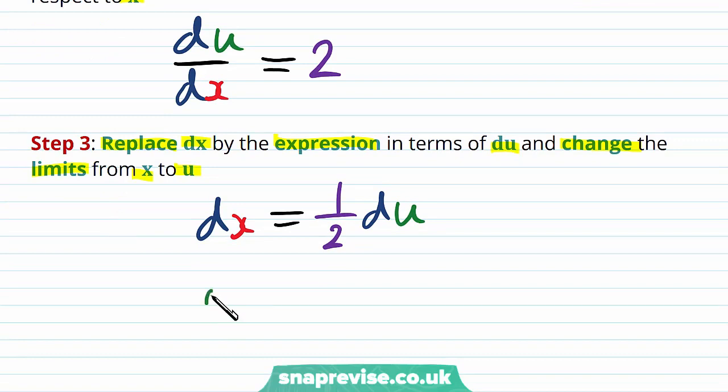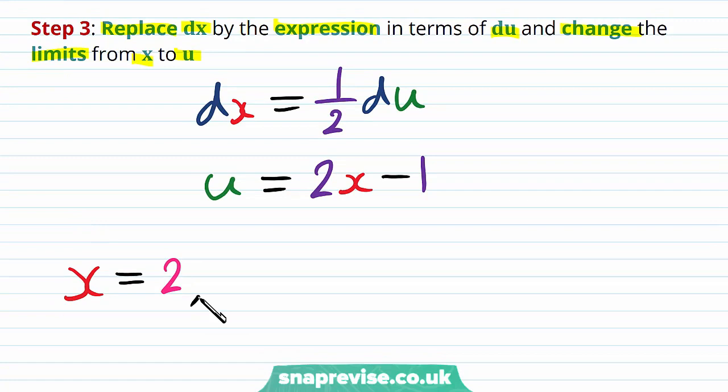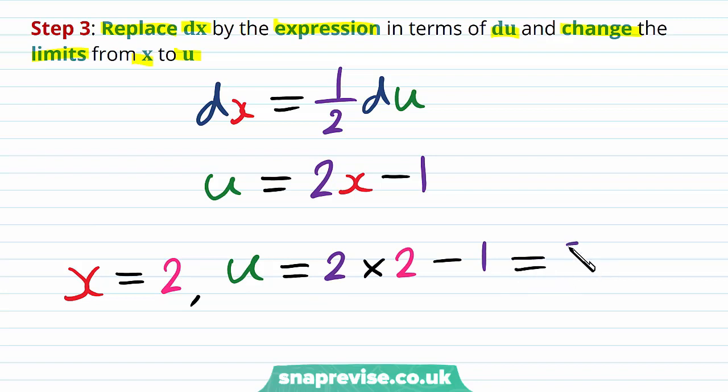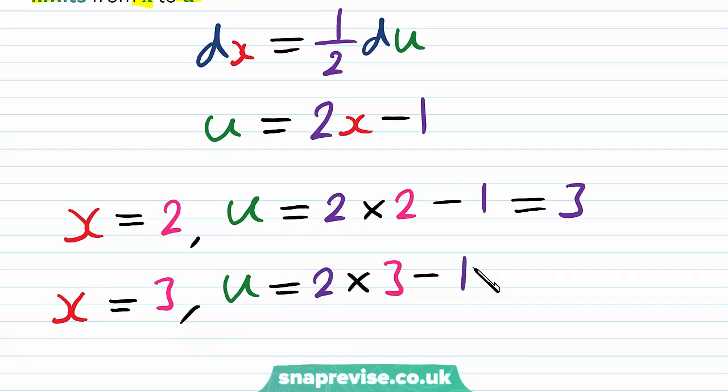Now, using our substitution u is equal to 2x minus 1, we can find the new limits. When we have x being equal to 2, we have that u is equal to 2 lots of 2 minus 1. This, of course, is 4 minus 1, which is 3. Similarly, if we have x being equal to our upper limit, which is 3, then the value of u corresponding to that is 2 lots of 3 minus 1, which is equal to 6 minus 1, which is equal to 5.